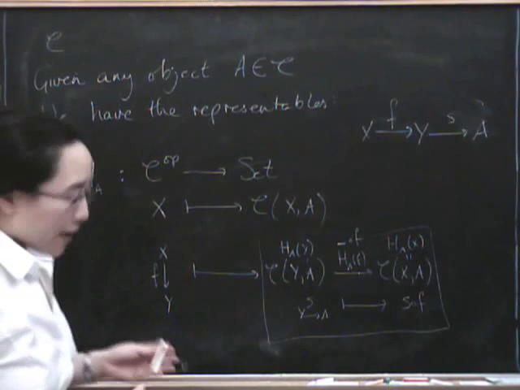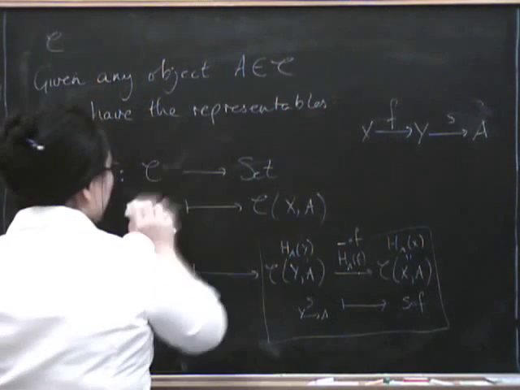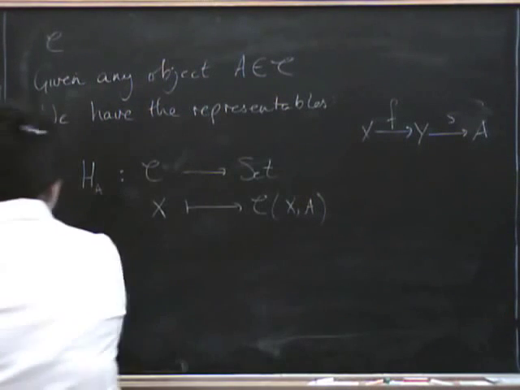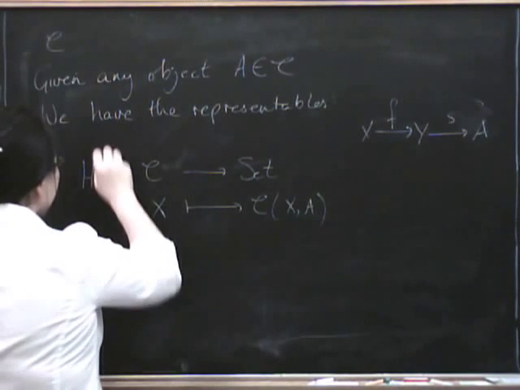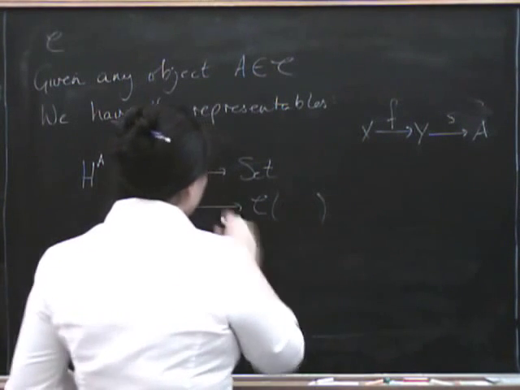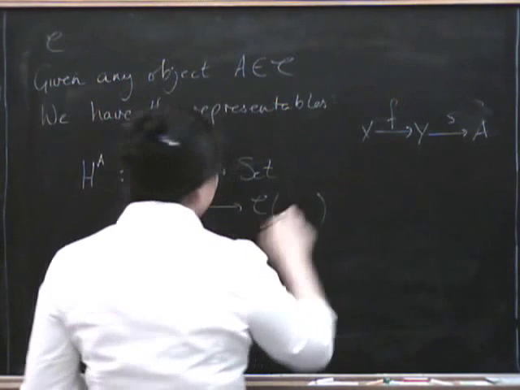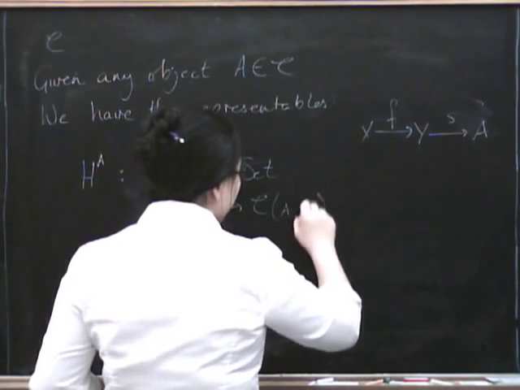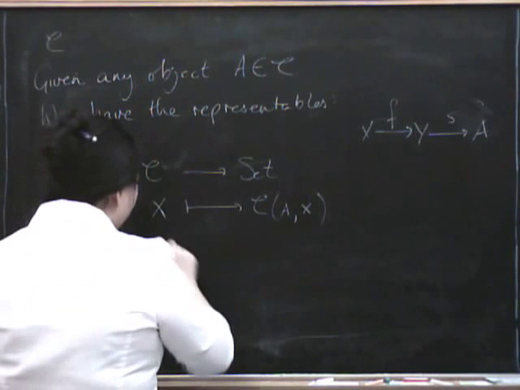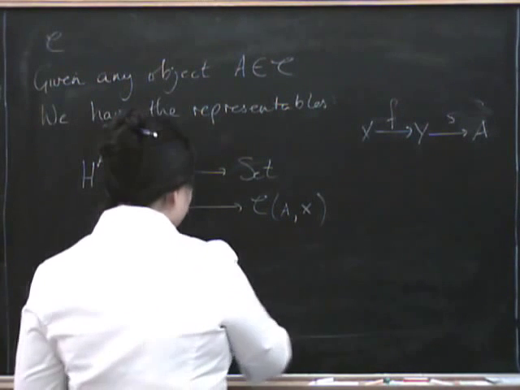Of course, there's a covariant one as well, which we write with an upper script, a superscript. So H upper A, it's now covariant, which means that instead of having X in the first component of the hom thing, it's going to be in the second component. So this is the set of morphisms from A to X. And now, if we take a morphism from X to Y over here, where's it going to go?